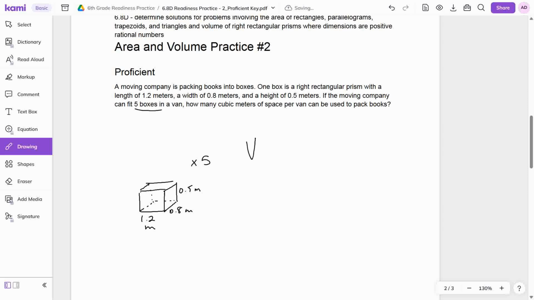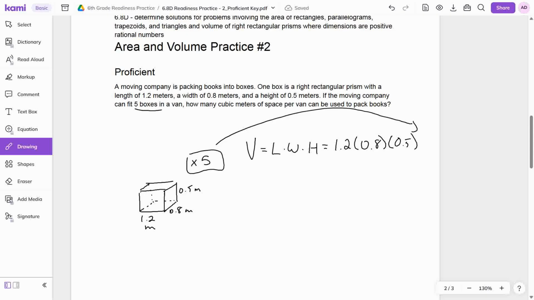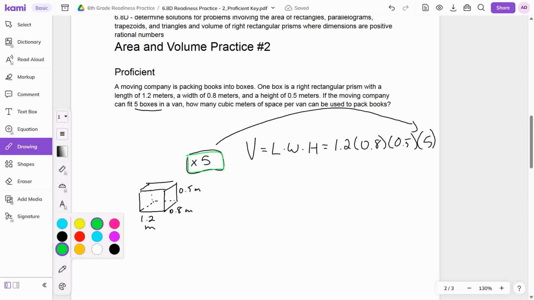My volume is going to equal, right, my length times width times height. And so that's going to be 1.2 times 0.8 times 0.5. And then I need to multiply that by 5. So I'm just going to go ahead and add that in there, because I know I need 5 of them. I'm looking for how many cubic meters of space the van can be used to pack books. It's going to be 5 of those. So let's put that in a different color here.